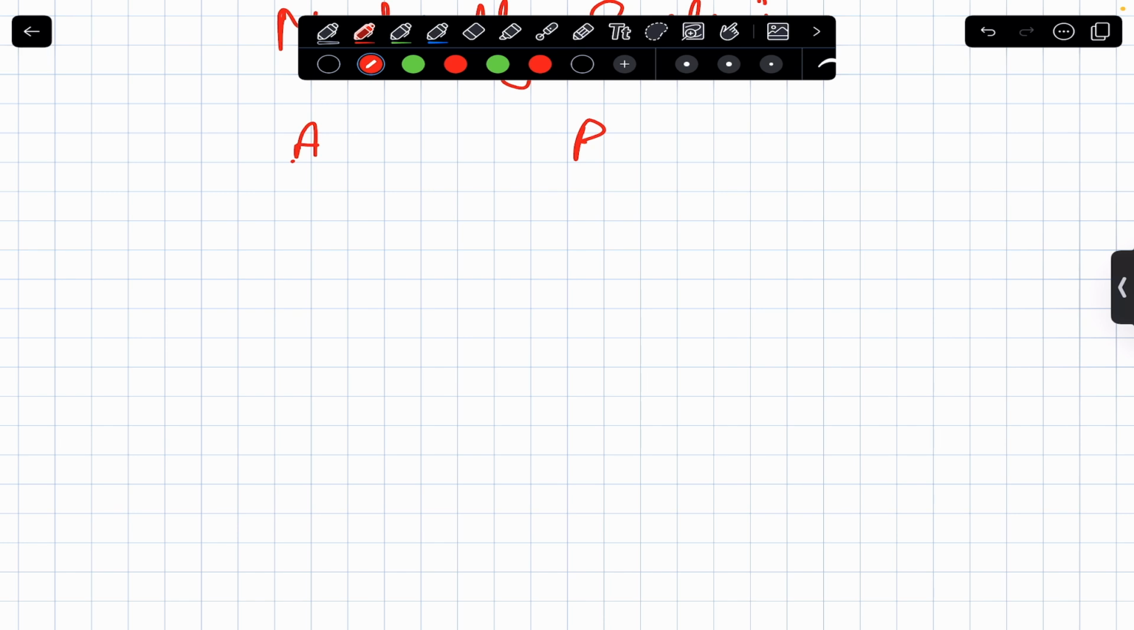We have event A and event B. If we take the intersection of event A and event B, and there is no intersection between them, or they cannot occur at the same time, then their intersection will be zero. Because how can they come at the same time if they don't have anything in common?